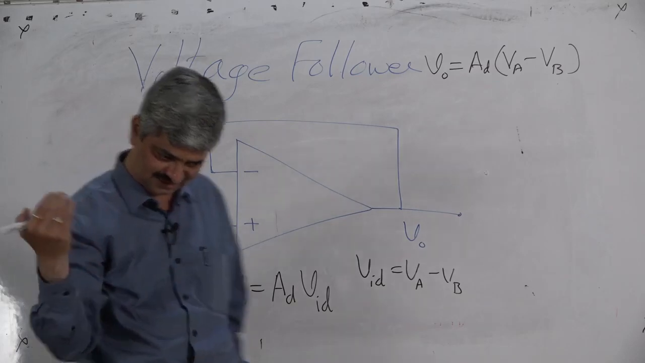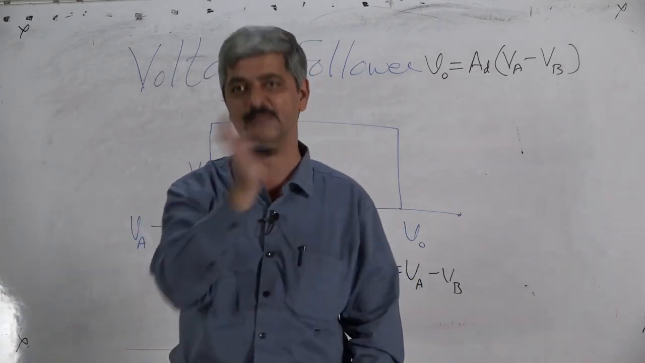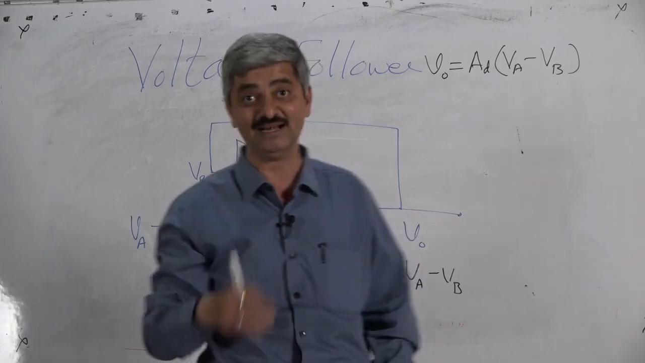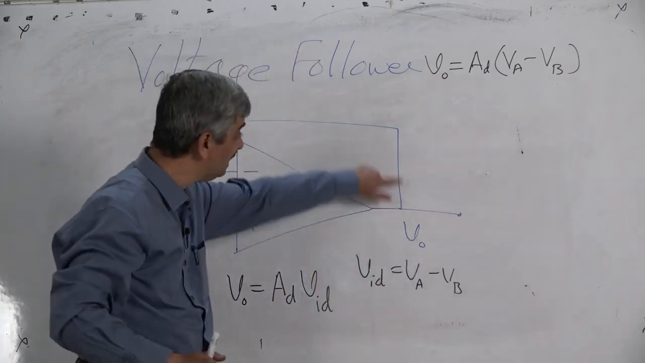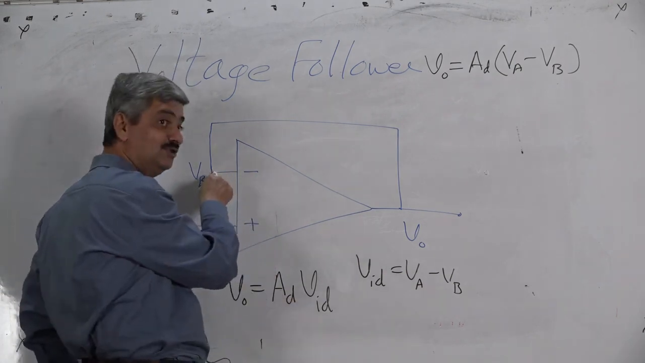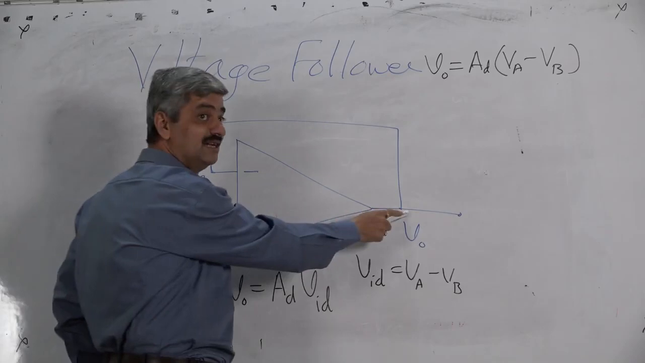Input terminals are sensed by the op amp and output terminals are controlled by the op amp. So the op amp defines the output based on the input, but I have got a feedback connection. So because of that, what happens? This is one of the inputs. So who decides that? Output decides that.